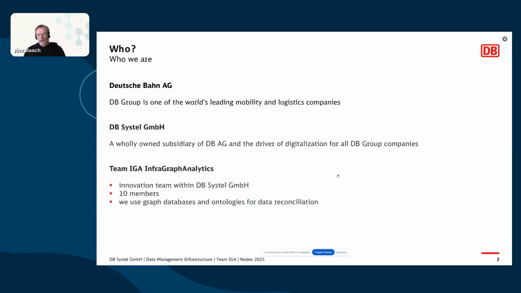First, who are we? Deutsche Bahn is one of the largest mobility and logistics companies. We basically run the train system in Germany. And within that DB group, you have the DB sister, which is the driver of digitalization. Basically, we are the IT department. And within DB sister, you have our team. We are an innovation team with 10 members, and we work on data reconciliation. We bring data from different sources together, find data quality issues, and integrate data.